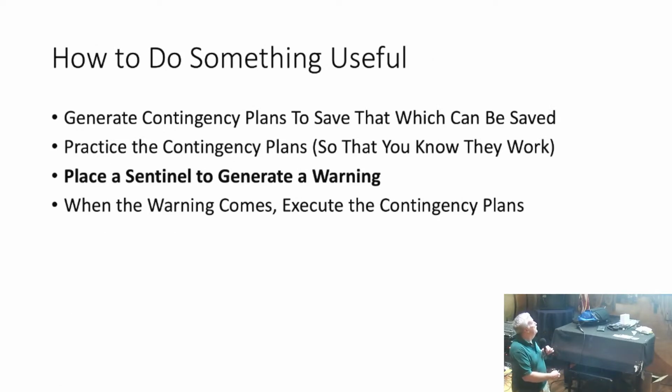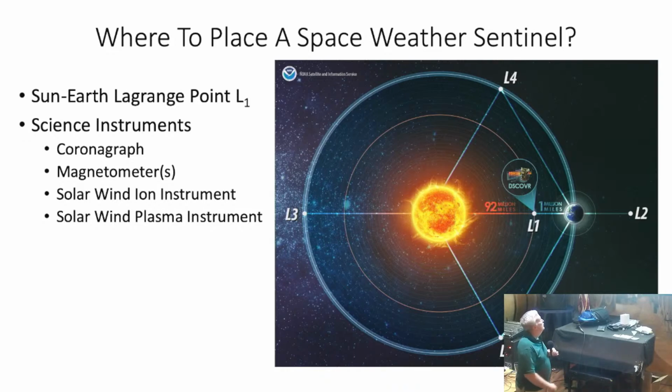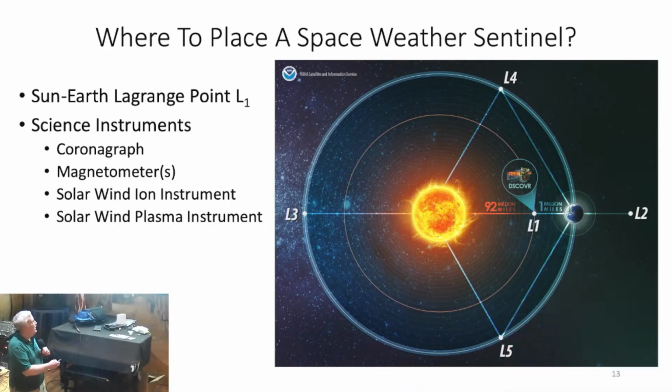Okay, third bullet. We want to put a Sentinel in the most useful place to give us this 15-minute warning. So it turns out the right place to put a spacecraft with the right instruments on it is what's called the Lagrange point, L1. So if you have two bodies, say the sun and the earth, and one of those bodies is in orbit around the other, that automatically creates what we call Lagrange points, after the French mathematician Lagrange, who in the late 1700s figured this out. A Lagrange point is a point in space where the sum of the gravitational forces equals 0.